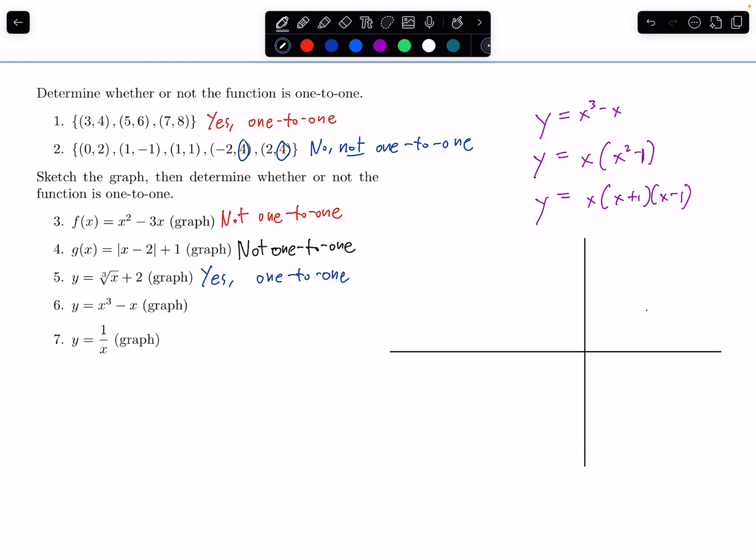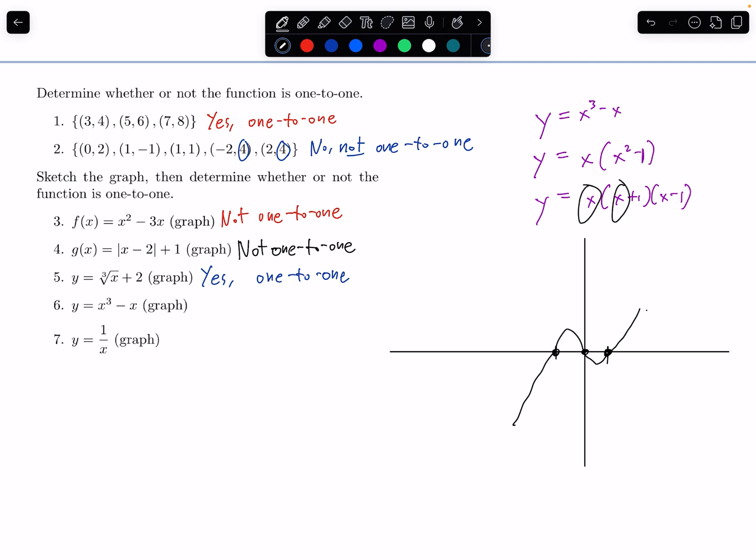So when I graph this thing, at -1, I'm at 0. At 0, I'm at 0. And at 1, I'm at 0. So already I know it's going to fail the horizontal line test. Now, the general format for this guy, when you're trying to graph this thing, it's going to look either something like this or something like this. But it's going to go to the right upwards, I know.